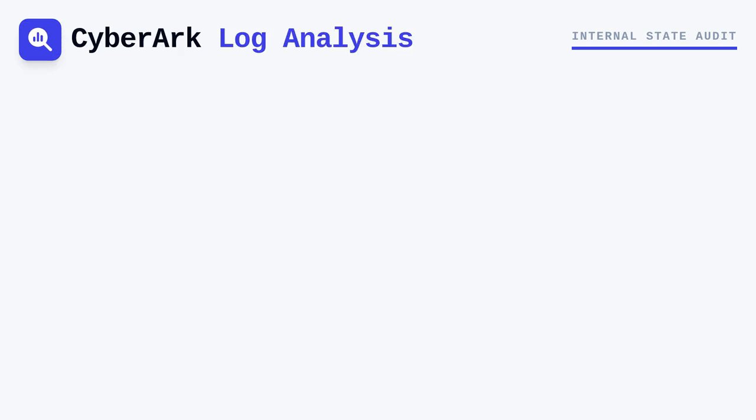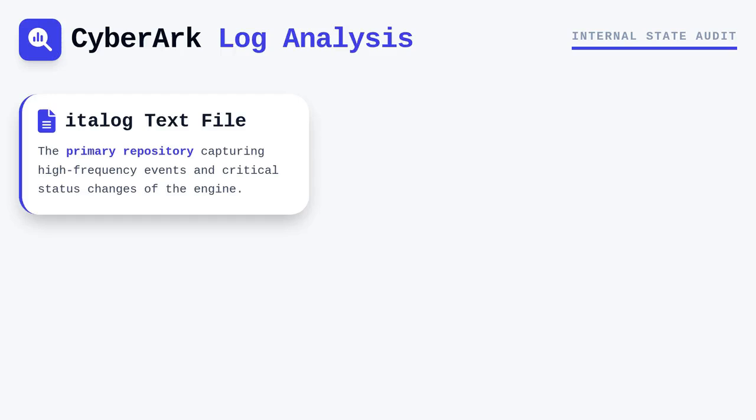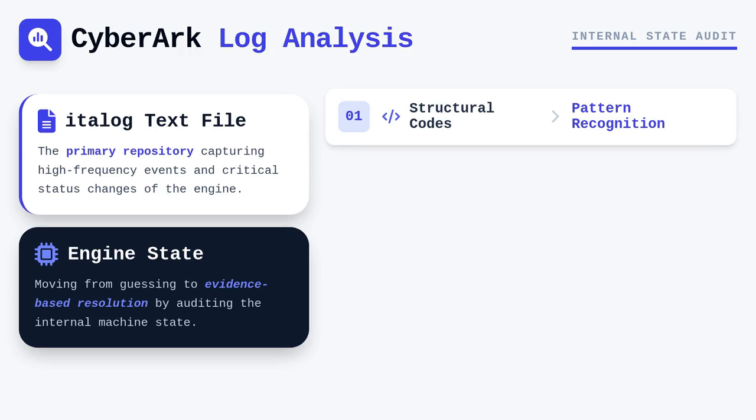When we approach log analysis within a hardened CyberArk environment, we are essentially performing an audit of the engine's internal state. The itlog text file is the primary repository for this data, capturing high-frequency events and critical status changes. Understanding the structural codes within these logs is vital, because they translate raw machine output into identifiable patterns, such as database commit failures or transient network drops.